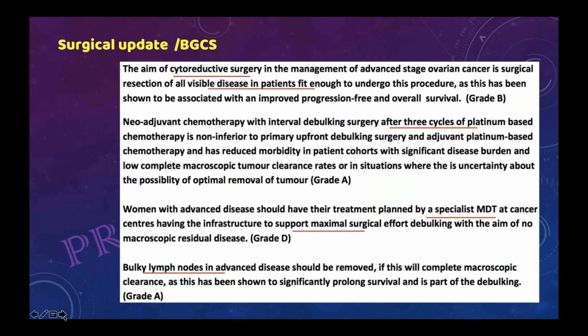Apart from this, in the advanced stage, if the patient is fit, what is the aim of surgery? The surgery done is cytoreductive surgery. In cytoreductive surgery, whatever visible part of the cancer is there, it is usually resected. Okay, so this is the cytoreductive surgery. So in advanced stages, cytoreductive surgery followed by chemotherapy is given. This is the treatment usually given.